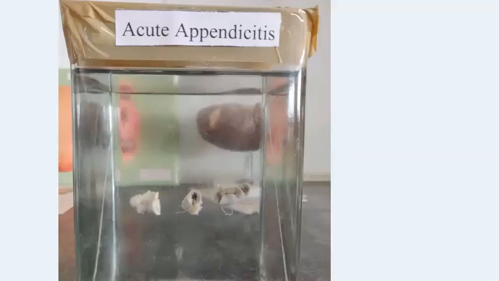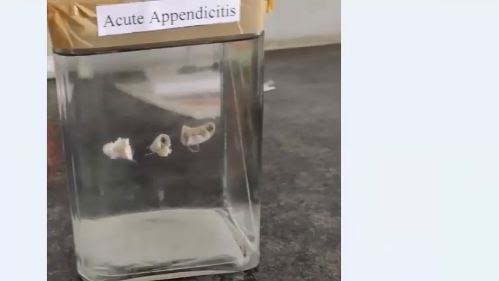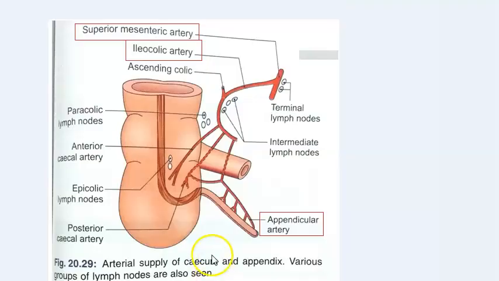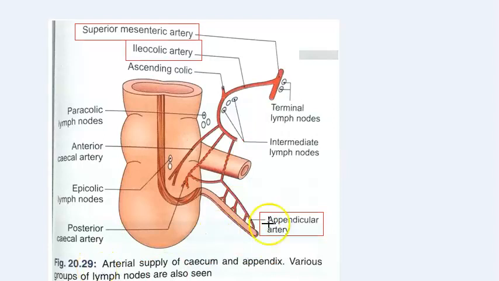In this video, we want to look at the gross specimen of acute appendicitis. First, let us look at the normal anatomy of the appendix. Here you can see the cecum, the small intestine, and the appendix. And here you have the appendicular artery, which is supplying the appendix.